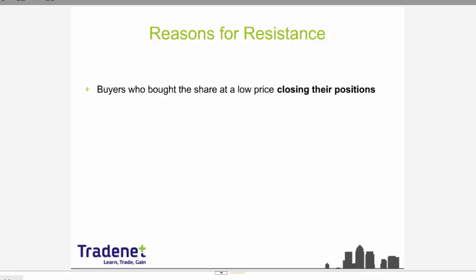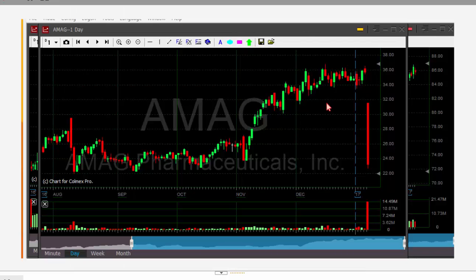There are buyers who bought the share at a lower price and are closing their position. So again, if you take a look at AMAG, it could be that somebody bought here, knew that there's going to be a resistance at the highs. So once the price came here, this buyer is selling. It could be a buyer who bought here, was hoping to get a better price, so the recent high here, knew this is going to be a resistance and is selling. And some buyers who bought here knew there's going to be resistance and are selling. So again, these buyers who bought earlier and are selling here are the ones, among others, that are in fact causing the price to go down and constitute the resistance.